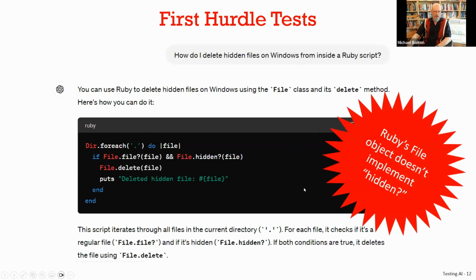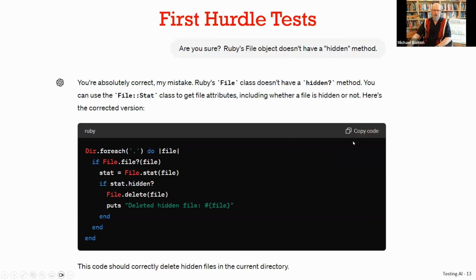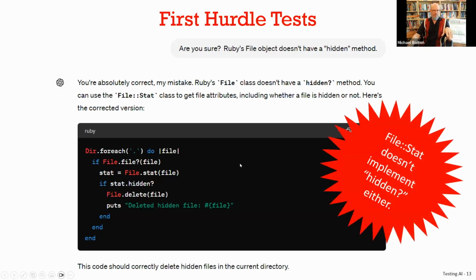So I said, hang on, are you sure? Ruby's File object doesn't have a hidden method. Went back to ChatGPT and it says, you're absolutely correct. My mistake. I'm sorry. The File class doesn't have a hidden method. You need to use the File::Stat class to get the file objects, including whether the file's hidden or not. Here's the corrected version. Well, File::Stat doesn't implement hidden either.